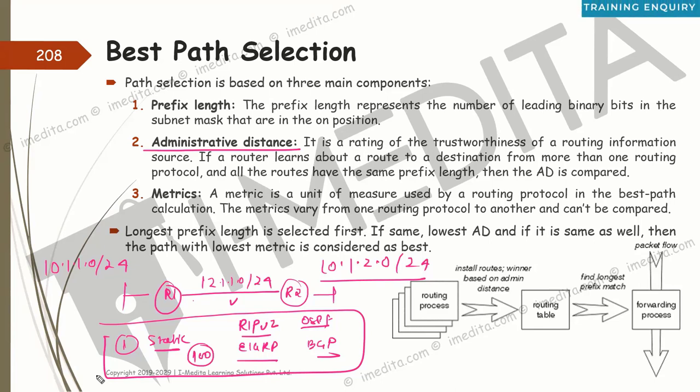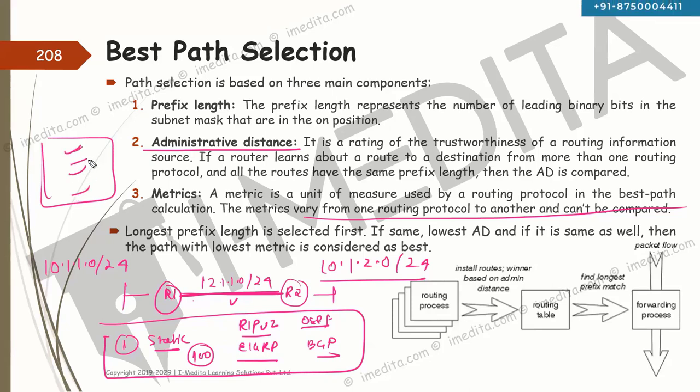Metric cannot be compared. You cannot compare the metric value. So ECMP, like we only have one path. How will ECMP take this? We only have one path. So ECMP is also not an option. And just in case the router installs the route from all the routing protocols, it is unnecessarily adding the routes in the routing table because there is only one path.